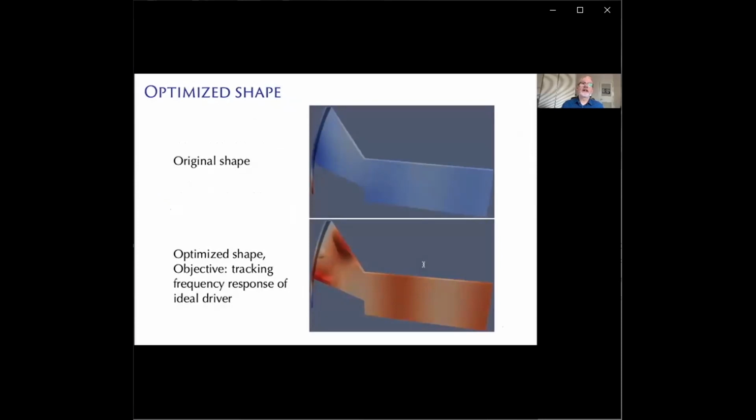Using the cut finite element method and a quasi-Newton algorithm to modify the level set function that defines the wall of the phase plug, we managed to find the shape that could match the frequency response of a mathematically ideal compression driver.